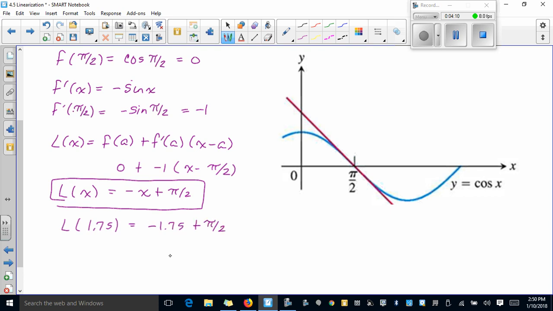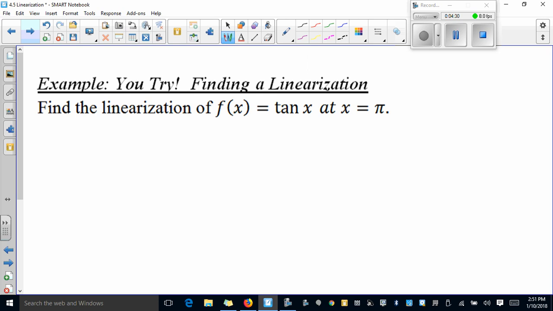So I give you another one. It says find the linearization of f of x equaling the tangent of x at x equals pi. Now keep in mind that pi is approximately 3.14, because I'm going to add to this problem. So on this one here, we're going, okay, so f of x equals tangent of x. F at pi gives us tangent of pi, and tangent of pi again is 0.